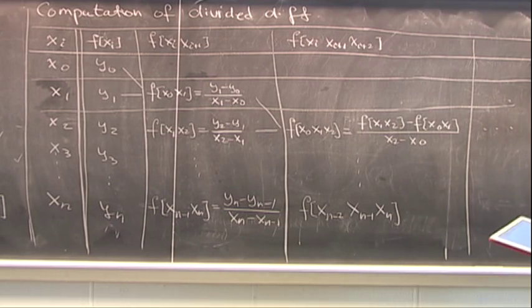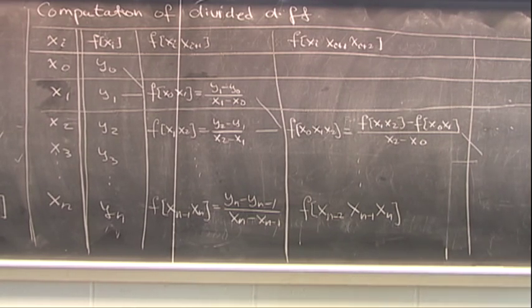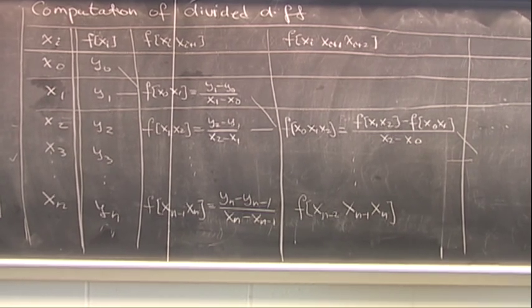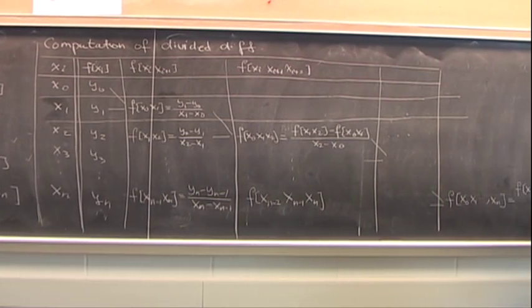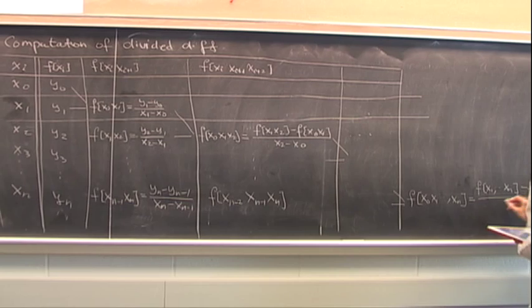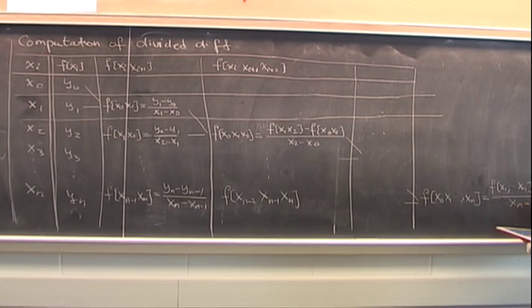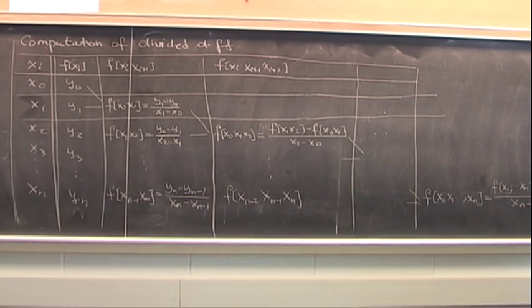You can do this many, many times until the last step. You keep using these neighboring 2 to get 1, so until the last step, you get just 1 here. So this is f of x0, x1, all the way to xn, and this is computed by using f at x1 to xn minus f at x0 to xn minus 1, over xn minus x0. Then you stop.